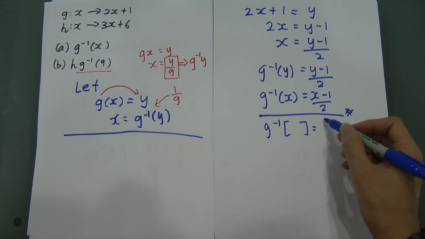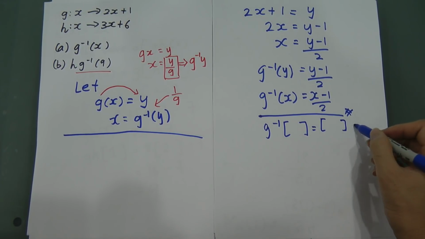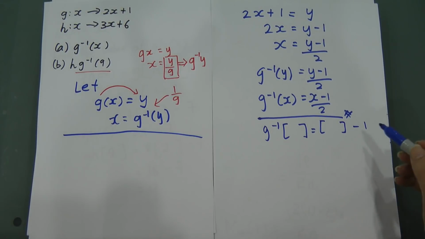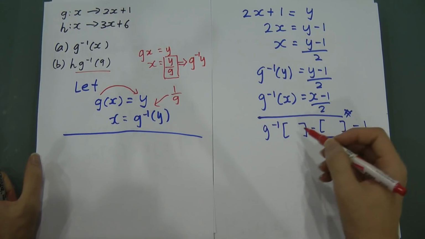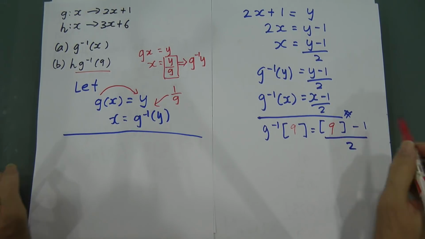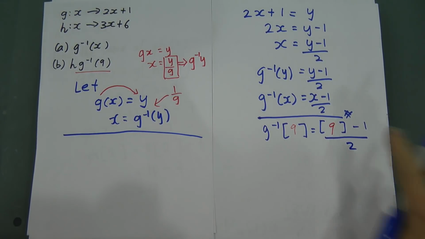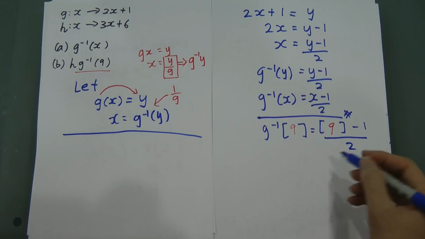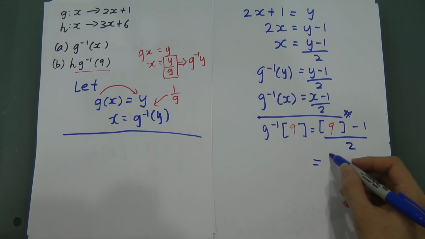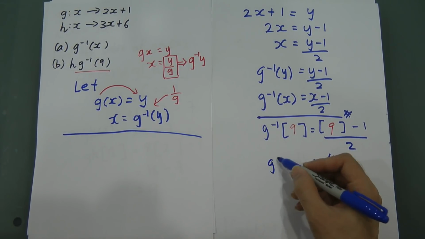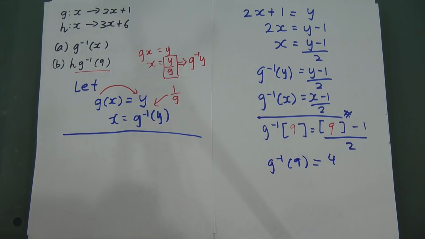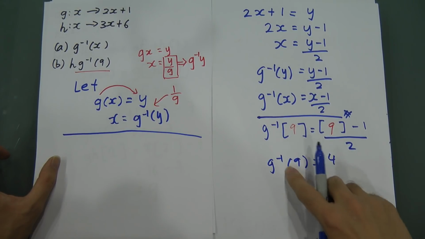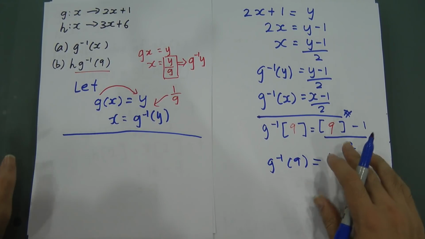So all the x I change to bracket (x minus 1) divided by 2. Okay, now I can put the x into it. So x is 9, so I put a 9 here. So I will get 9 minus 1 is 8, 8 divided by 2 will get 4. So therefore I get g inverse 9 is equal to 4. When g inverse 9 equals 4, I can substitute back here.